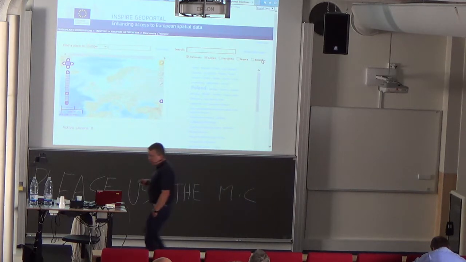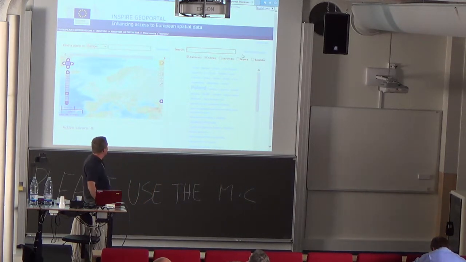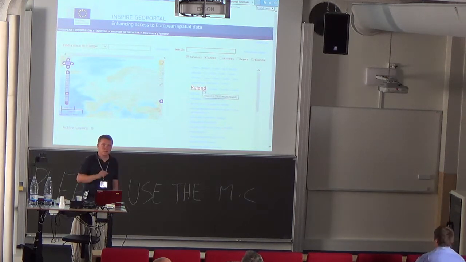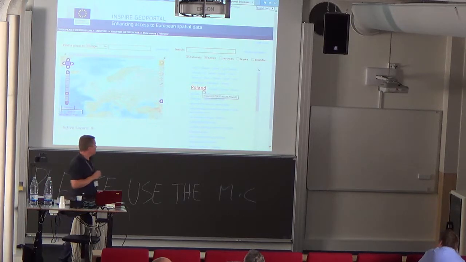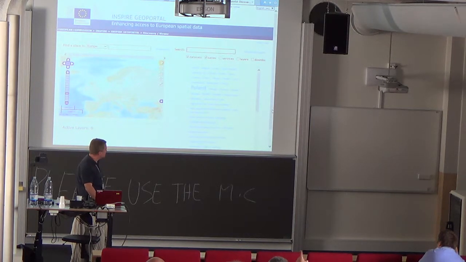Regarding the searches, we mentioned how many records there are. First of all, you can search by country. The height of the country's text is connected with the number of metadata records. So you can easily see that in some countries, for example Poland, you have many more metadata records than in other countries, for example also Spain. Then you can search through data themes, for example buildings, cadastral parcels, and so on.